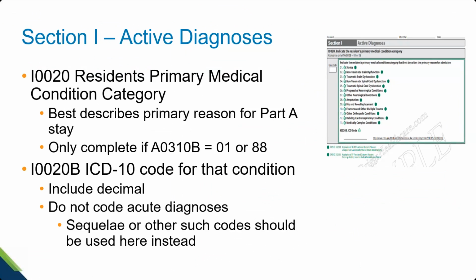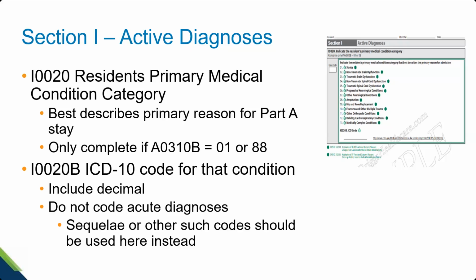And we're going to talk more about those active diagnoses. So look at that Briggs sample. We kind of discussed these sections, but I just want to highlight them again. So the I-020 is a resident's primary medical condition category. So that's the reason for the Part A stay.